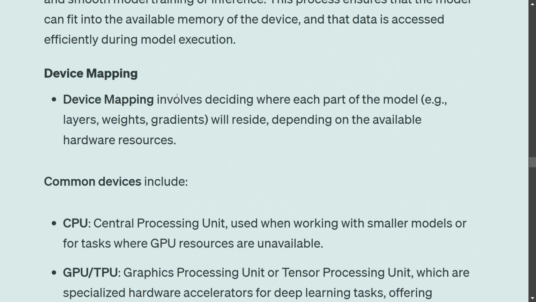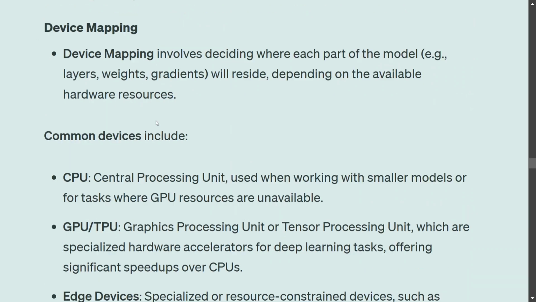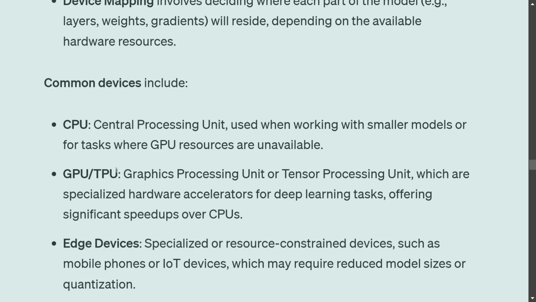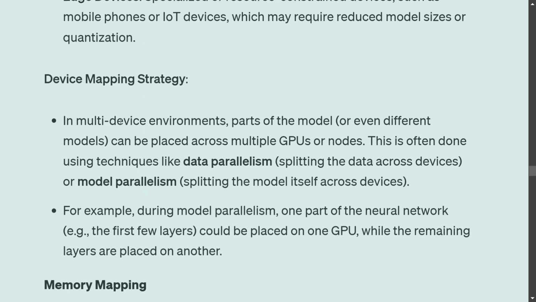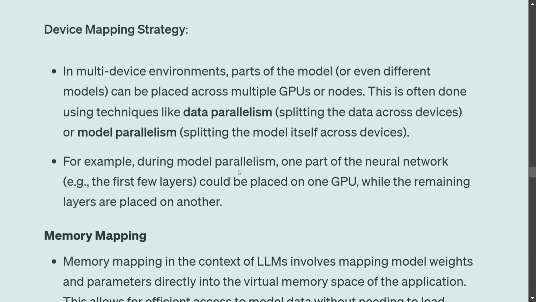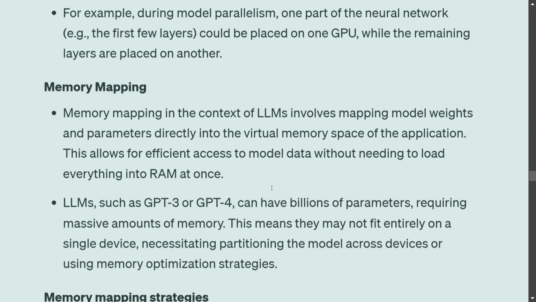Device mapping involves deciding where each part of the model will reside. So the common devices are CPU, GPU, TPU, edge devices that you might be knowing. Different strategies can be used for device mapping, like data parallelism, splitting the data across devices, or model parallelism, dividing the model itself. For example, during model parallelism, one part of the network can be placed on one GPU and the remaining on another GPU.